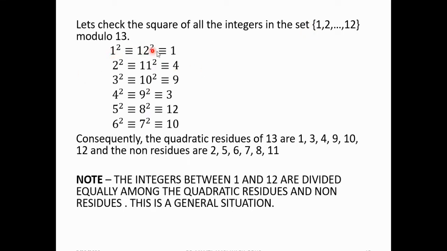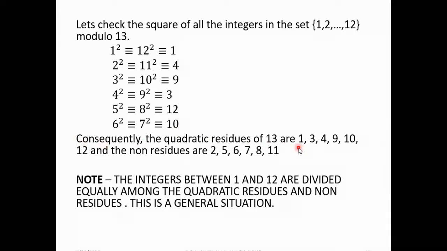So, 1 square is congruent to 1 and 12 square is also congruent to 1 modulo 13. 2 square congruent to 4 and 11 square is also congruent to 4 modulo 13. 3 square is same as 10 square congruent to 9 modulo 13. 4 square is same as 9 square congruent to 3 modulo 13. And 5 square is same as 8 square congruent to 12 modulo 13. And 6 square is same as 7 square, which is 10 modulo 13. Consequently, the quadratic residues of 13 are 1, 3, 4, 9, 12, 10.